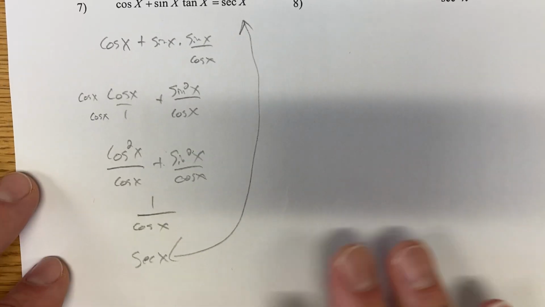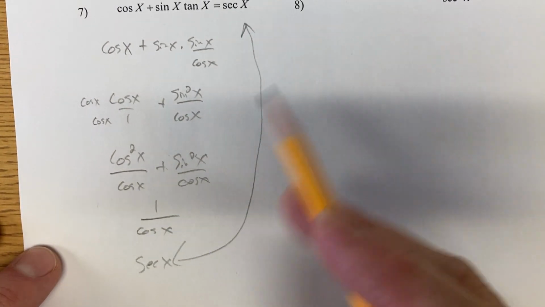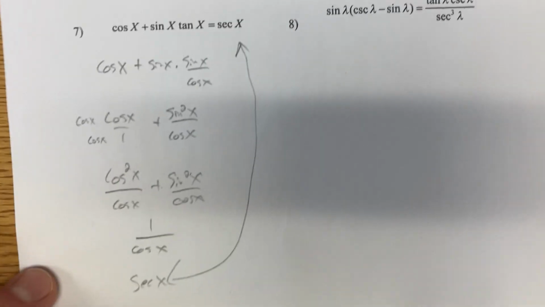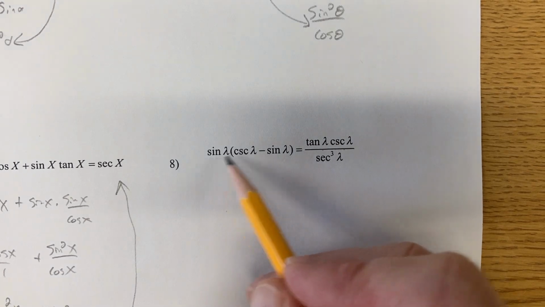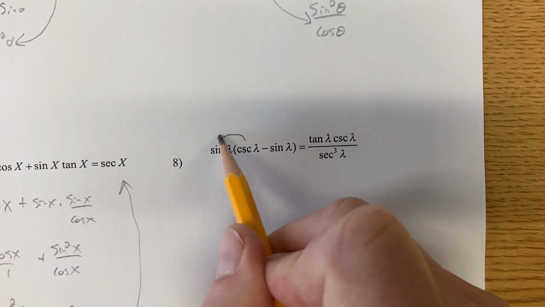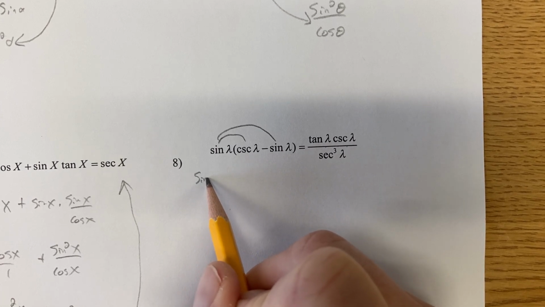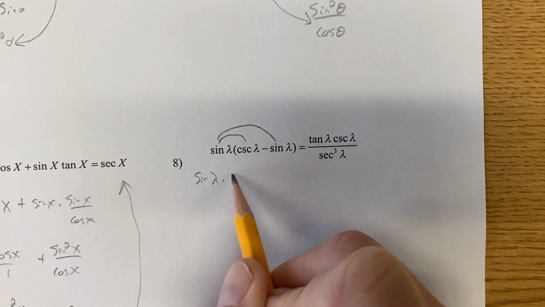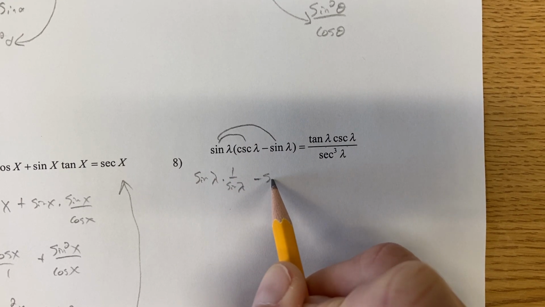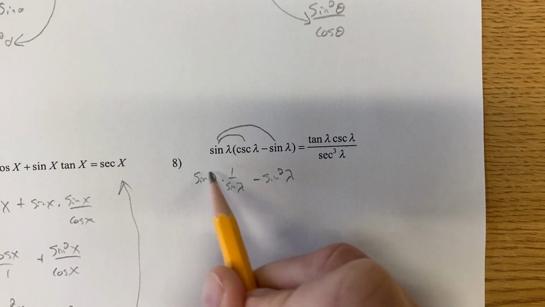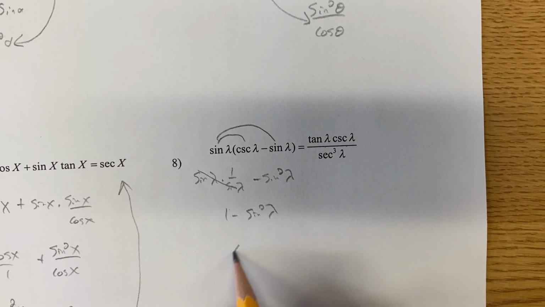Okay. Again, if you had changed that into 1 over cosine and then drew your arrow, that's fine. As long as this side and that side are saying the same thing, that's what we want. All right, over here, I got sine times this. I'm going to distribute that. All right, and we'll then have sine of lambda times cosecant, which is 1 over sine, minus sine times sine, which is sine squared. Okay, these cancel, and so we get 1 minus sine squared, which is cosine squared.